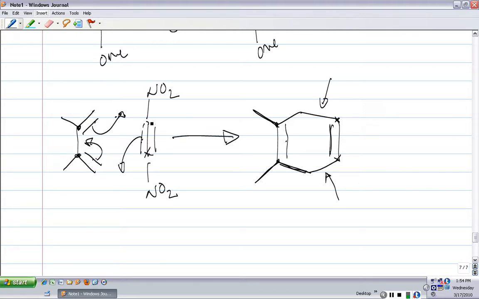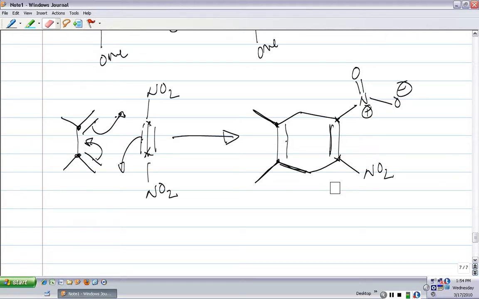On these two carbons, I had nitro groups. Well, they're not involved in the chemistry, not directly anyway. I mean, their role in this reaction is to facilitate it by activating the diene. But in terms of anything else, they're not really involved in the chemistry. So the product of this Diels-Alder reaction would be this dinitro species that I've drawn.